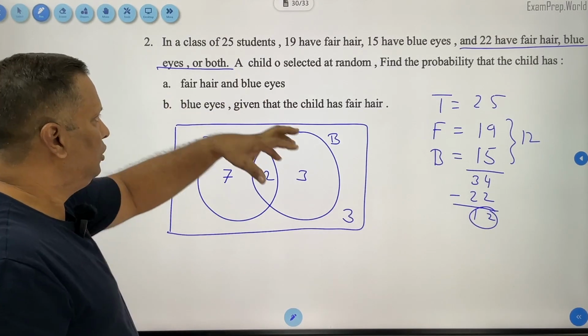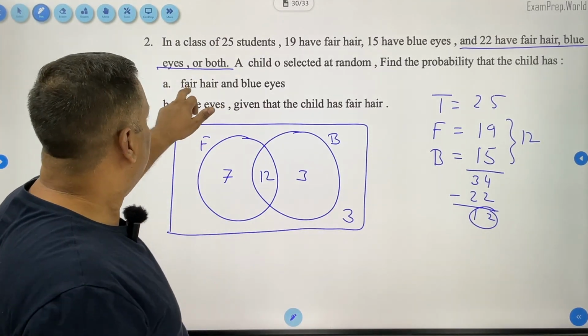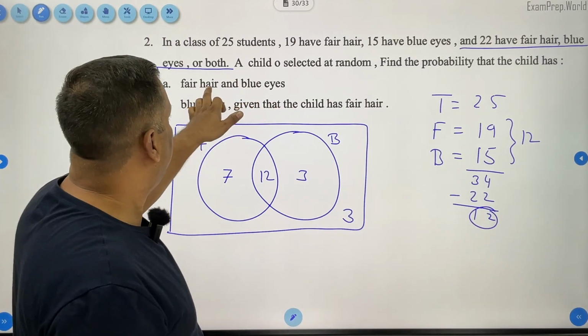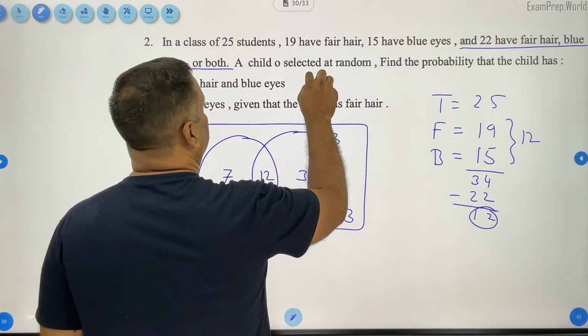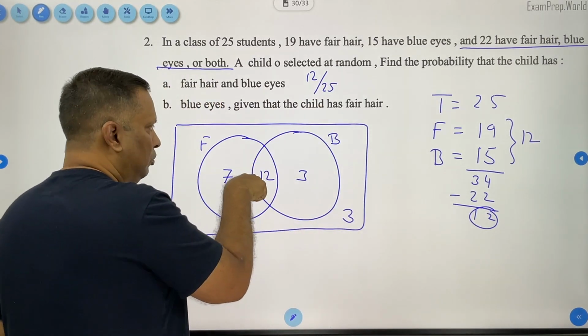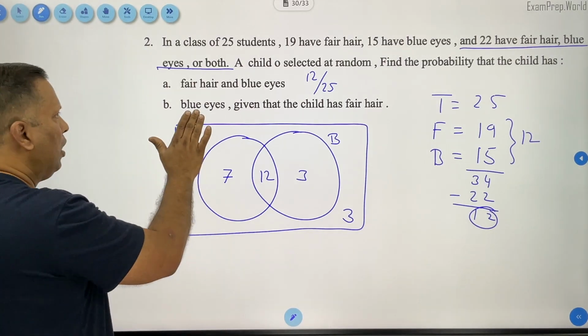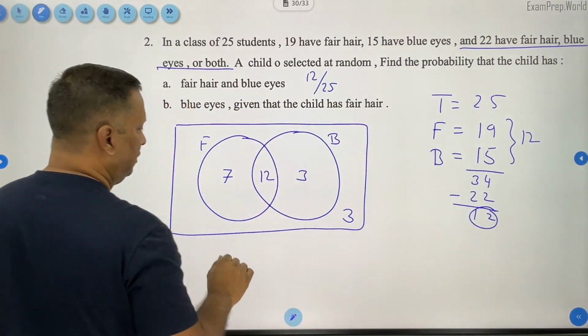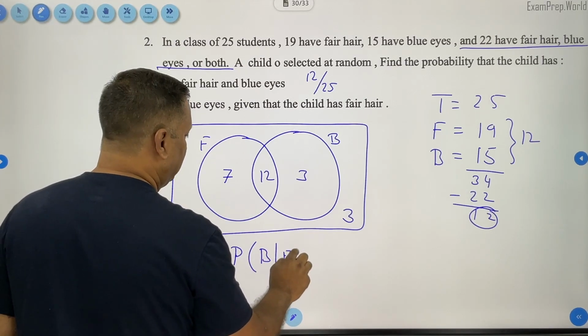Now you select a guy from there at random. What is the probability that he has fair hair and blue eyes? Very simple, straight away, it is 12 upon 25. Both is very simple, the common area upon 25. Now, blue eyes given that he has fair hair. So probability of blue eyes given that he has fair hair.